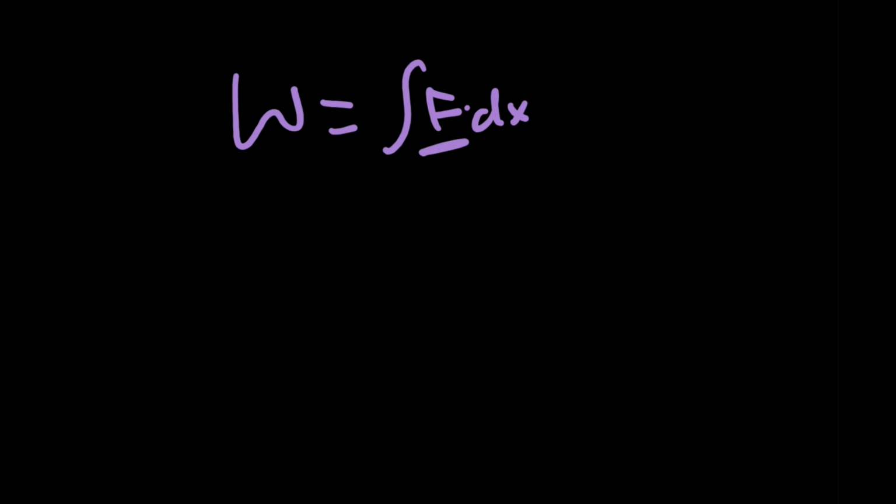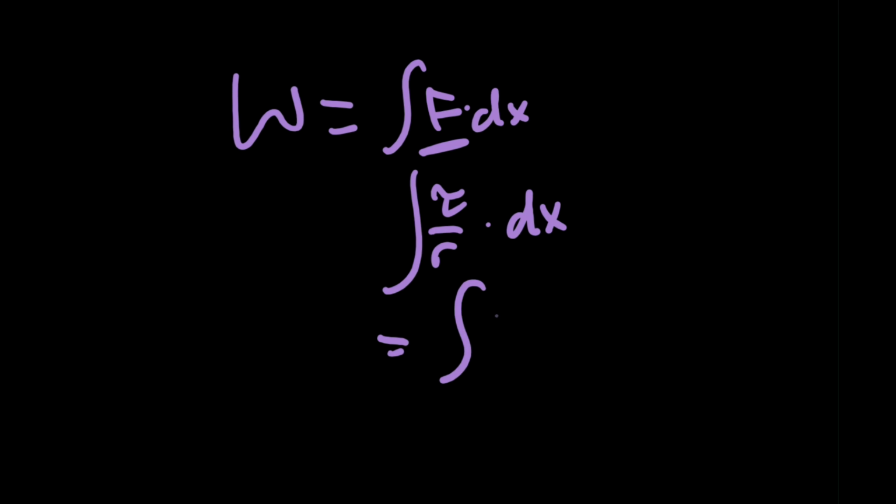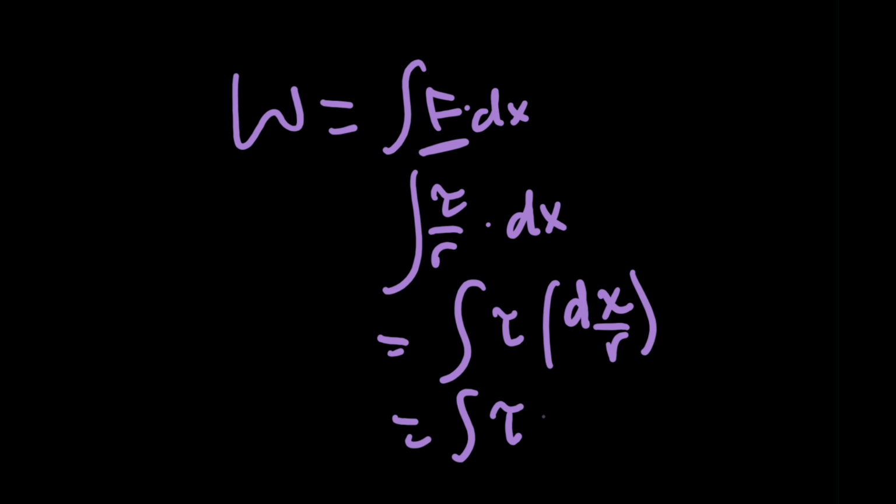Our next note relates work and torque. How much work do we need to rotate something? Well, we have work is equal to the integral of F dot dx, right? And we know that F is equal to torque over r. So torque over r dot dx. We can rewrite this as equal to torque times dx over r. What is dx over r? Well, it's equal to torque dθ. And this equation is also on your reference sheet in case you do forget it.